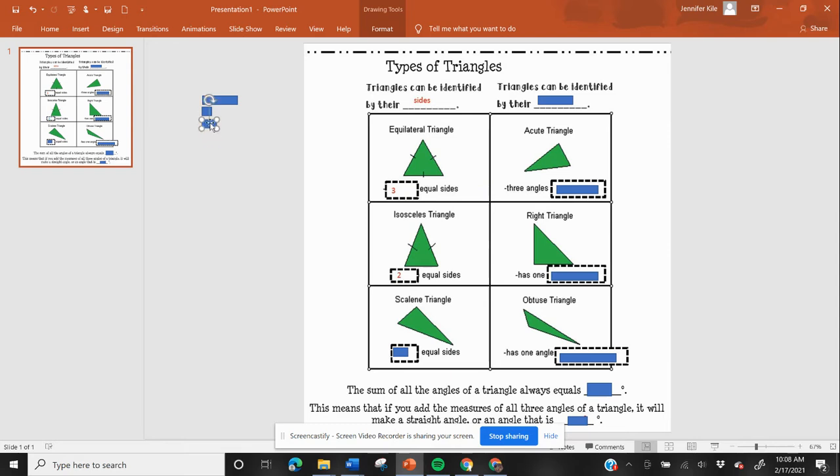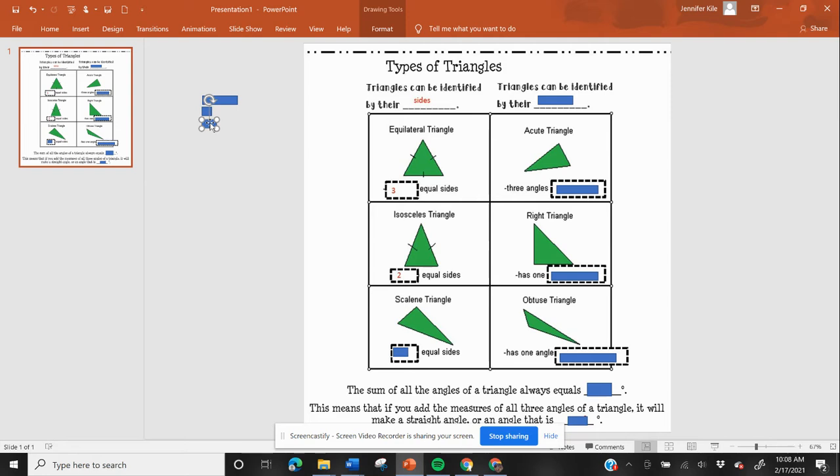So the way I like to tell students to remember isosceles has two equal sides is that if you look at it, it kind of looks like an ice cream cone. In this case, an upside down ice cream cone, but an isosceles triangle looks like an ice cream cone. Two sides are the same. So they both start with I, and that's a good way to remember isosceles triangle.